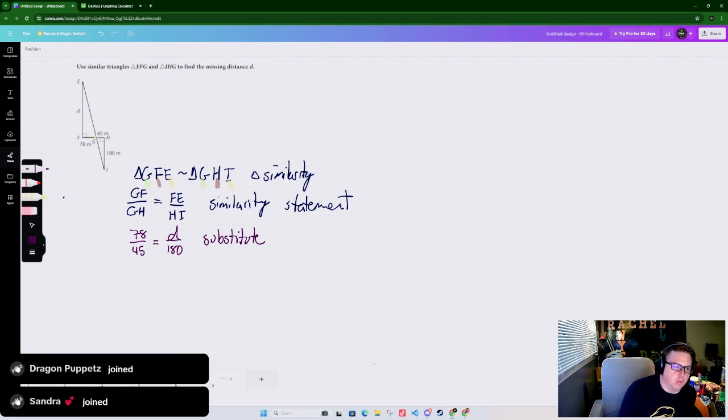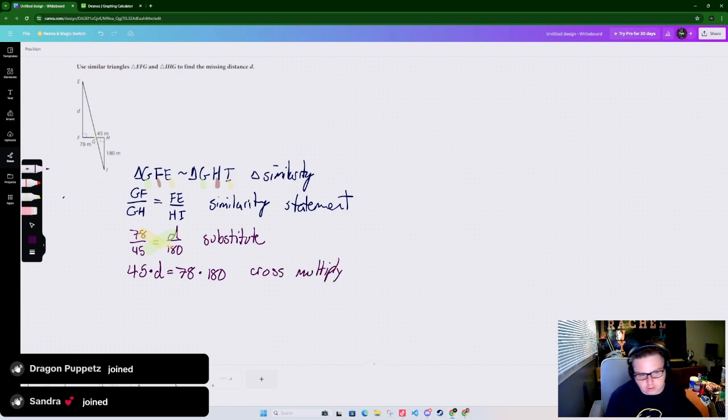So now we can do our famous cross multiply. Okay, we're going to start with 45 times D. I always like to put the variable on the left. It doesn't matter. As long as you do it correctly, you will get the same answer either way. But I just like keeping the variable on the left-hand side. And then we're going to do 78 times 180. We call this cross multiply or cross multiplication.